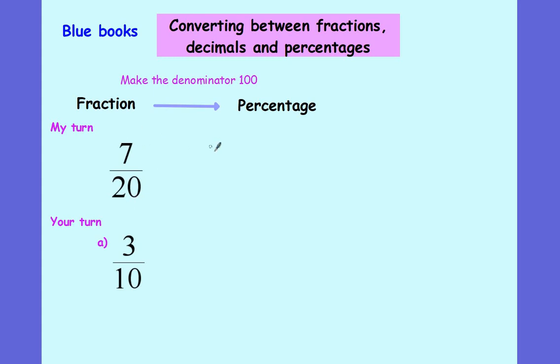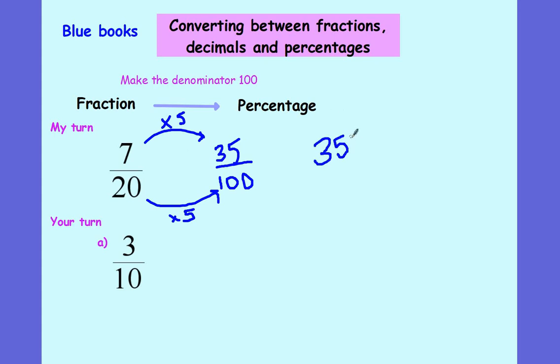Right, I've got 7 over 20 and I want to make the denominator 100. Violet, what have I done to 20 in order to get 100? Multiplied by 5, lovely. Whatever I do to the bottom, I've got to do to the top. 7 times 5 gives me what, Bradley? 35, brilliant. So 7/20 is the same as 35%, because as we said earlier, percent means out of 100, 35 on the top, so 35%. In your dark blue books, can you have a go at the example below now?